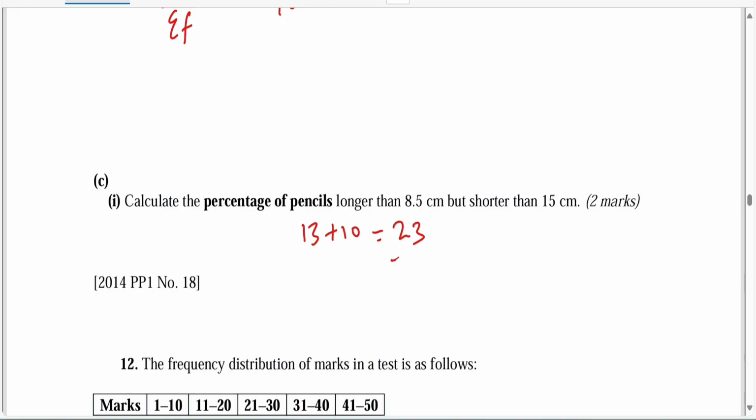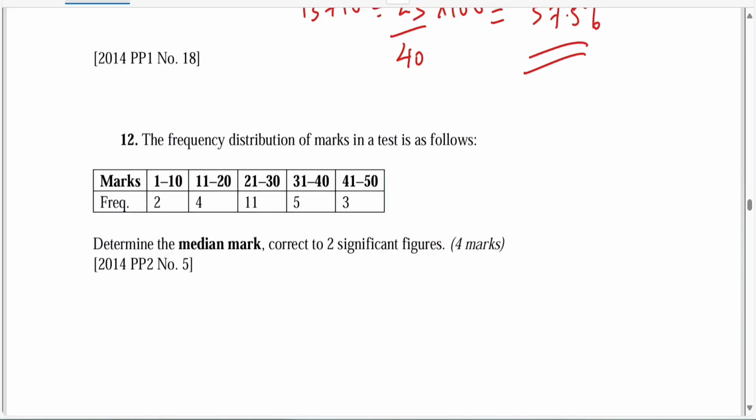So 23 divided by the sum of frequency, which is 40, multiplied by 100. So simple. You take 23 divided by 40 times 100, which gives you 57.5%.